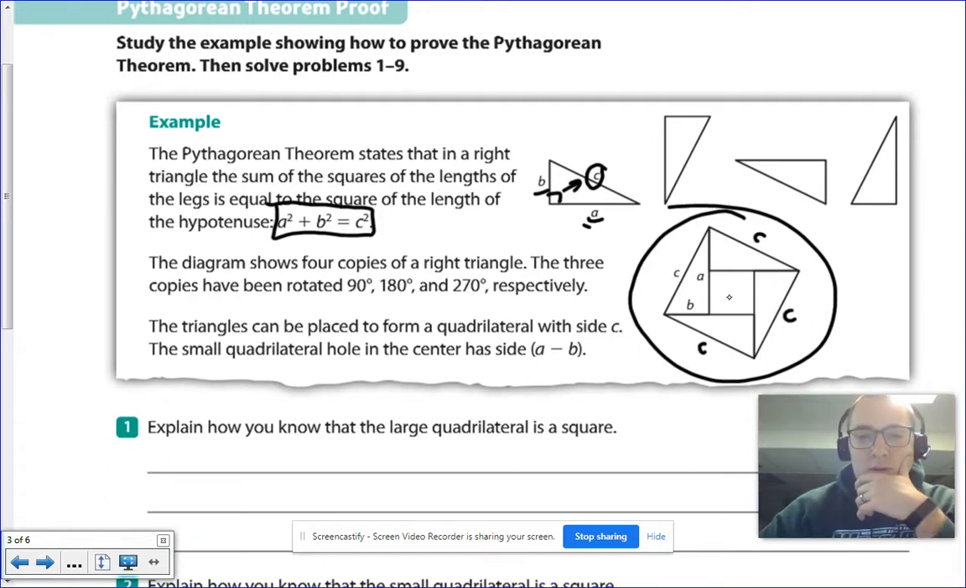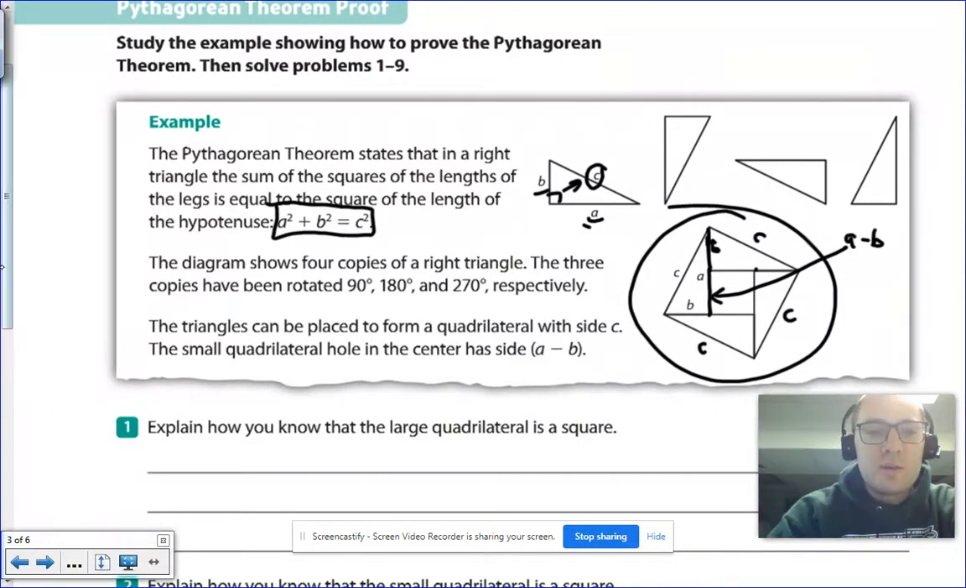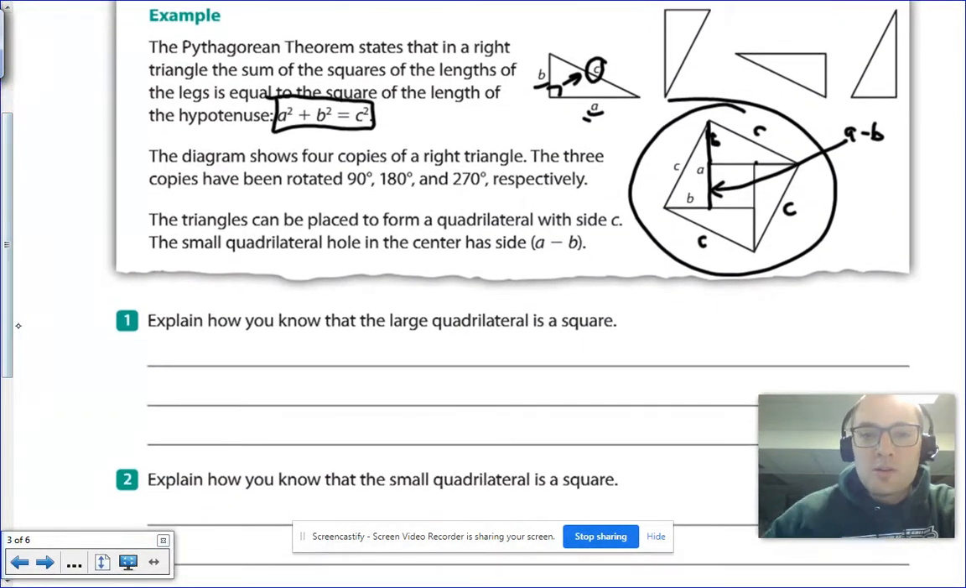The small quadrilateral hole, so like this part right here, is A minus B. So I'm going to put an arrow showing that that's A minus B for each of the sides in there. And it's because this long side is A, and you're taking away the shorter side, which is the shorter side on this triangle, which is B. So you take away B from the A. So it's A minus B. So we're going to work with that, and we're going to try to talk about how we can show different things about the Pythagorean theorem with this, like how it actually works.